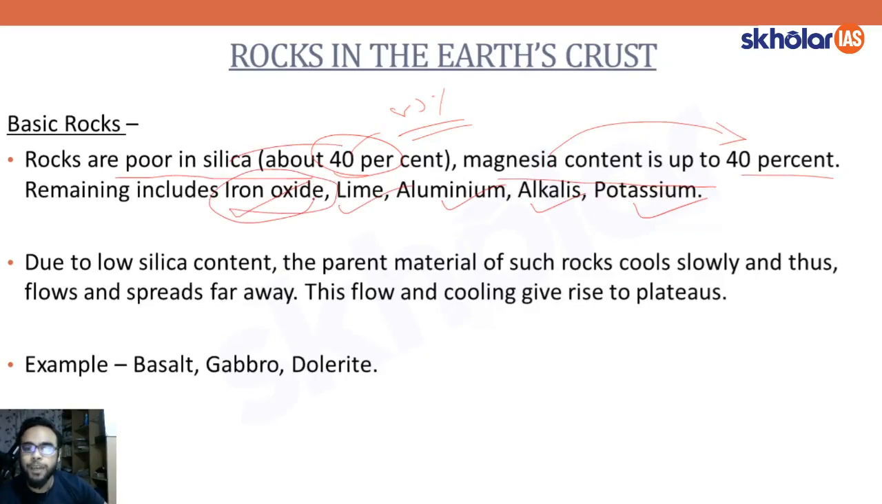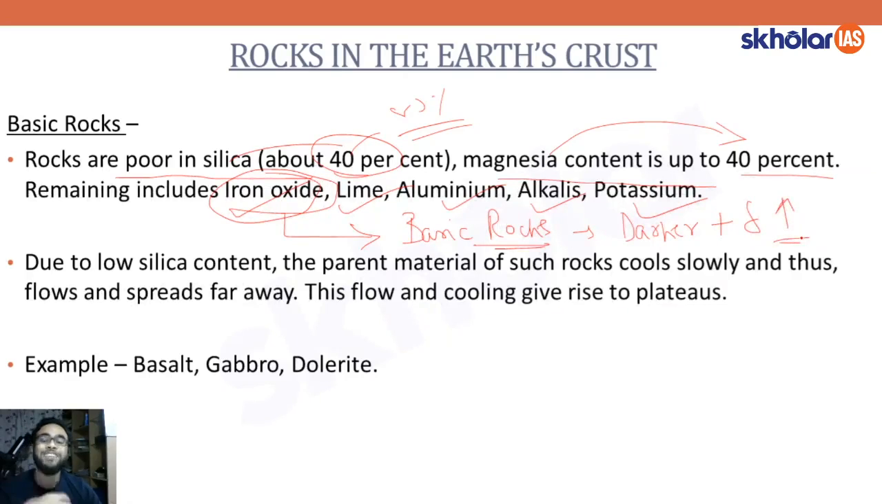Now since here we have the presence of iron oxide, meaning what? Meaning that the basic rocks will be darker in color as well as denser in nature. Understood? Acidic rock was not having iron oxides, therefore it was lighter in color and less dense, but basic rocks have iron oxides, therefore it is darker and also having higher density.